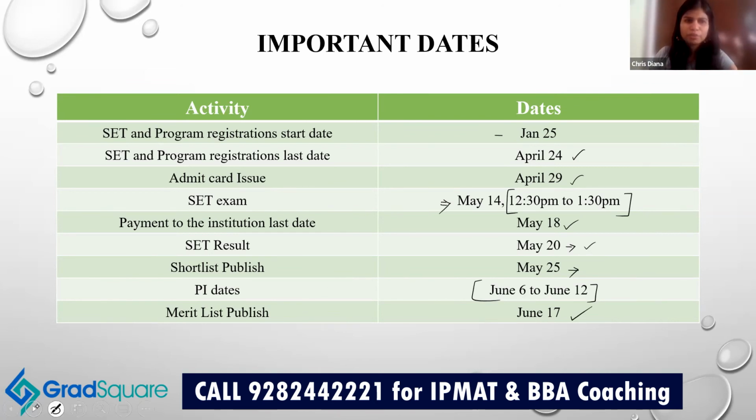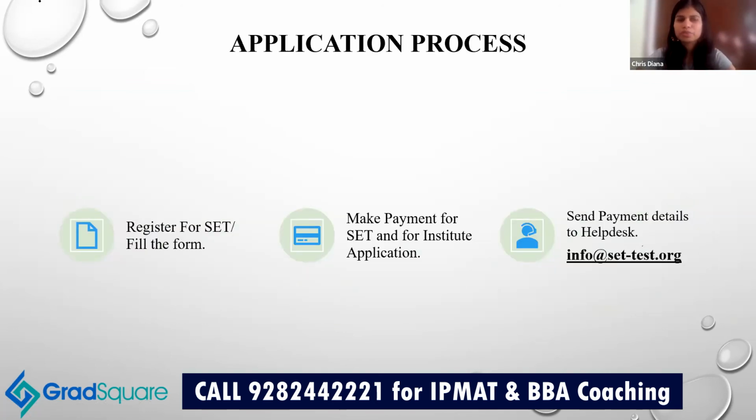So apart from this, the general application process is as follows. You need to first go and register for the SCT exam and fill in the form. After registering for the SCT exam, you have to make the payment for your exam. And once this is done, you also have to go and apply for a particular course at a particular institute. You have to select the course and also the institute, and you need to submit your application there and also do the payment.